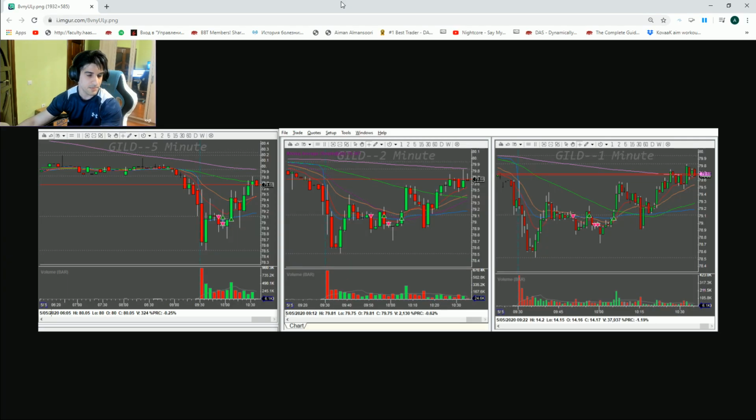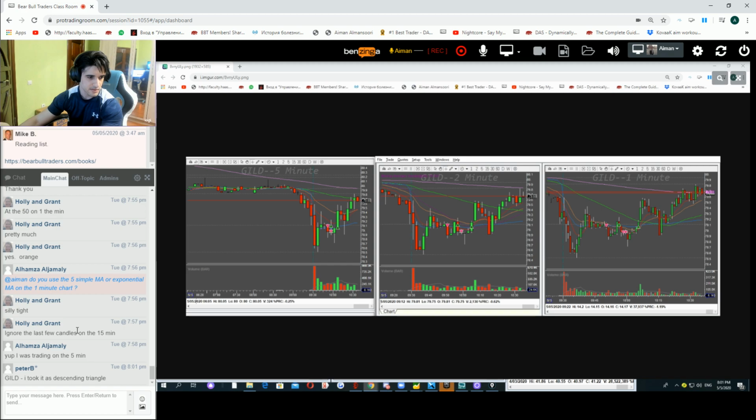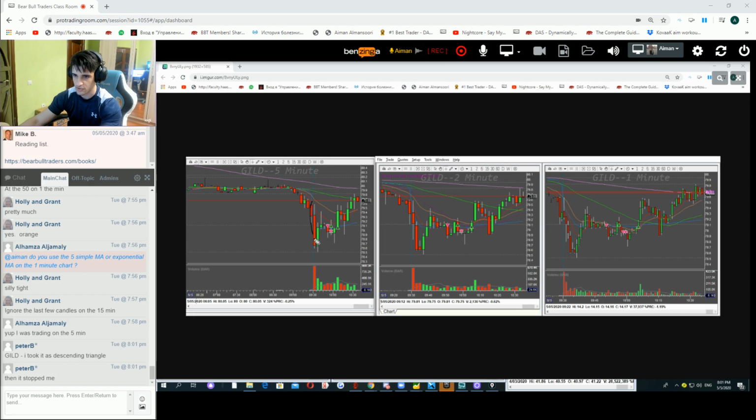Now let's see what Peter did. I took it as a descending triangle. So let's see what you saw there. I could see this. This is a good confirmation right there. You see these guys dropped a lot, pulled back, selling wick right there on the 5-minute chart with a descending triangle on a smaller time frame. So he's getting on a sort of reverse ABCD pattern on the 5-minute chart with the confirmation of a descending triangle on the 2-minute chart. Took it to the short side.